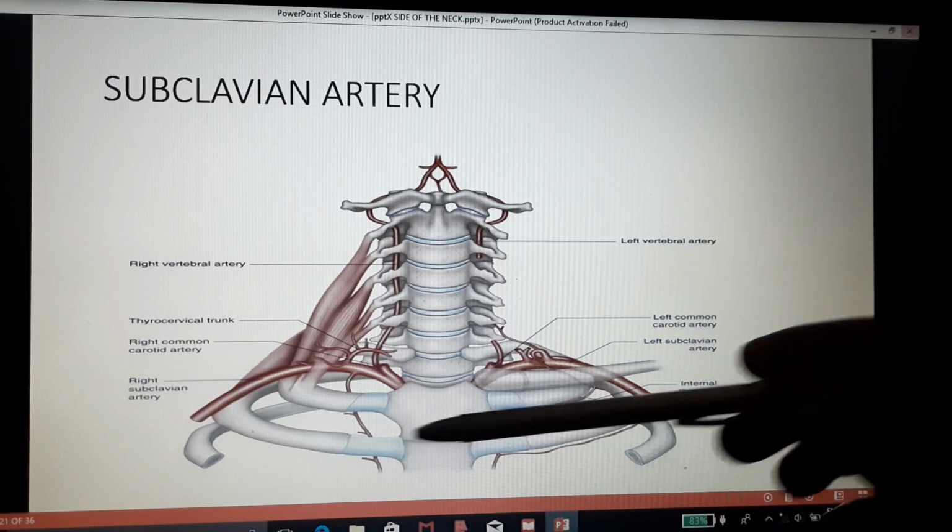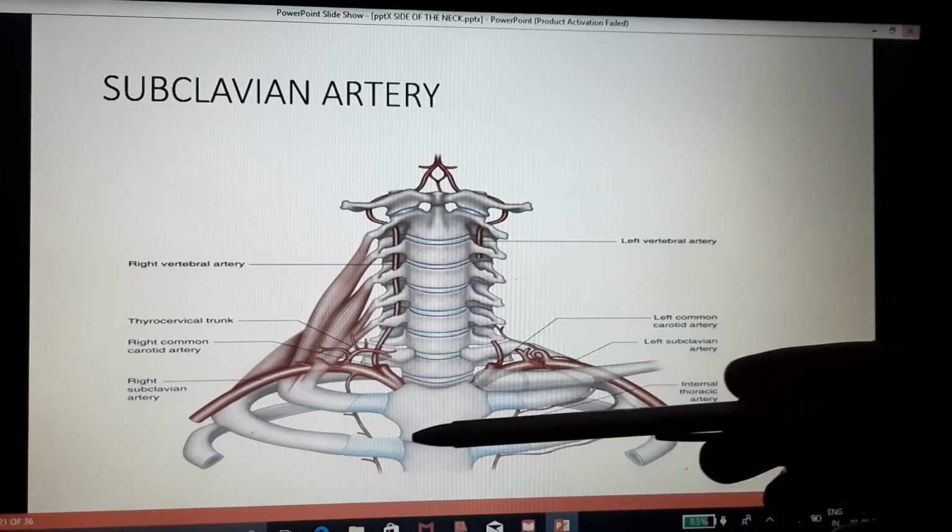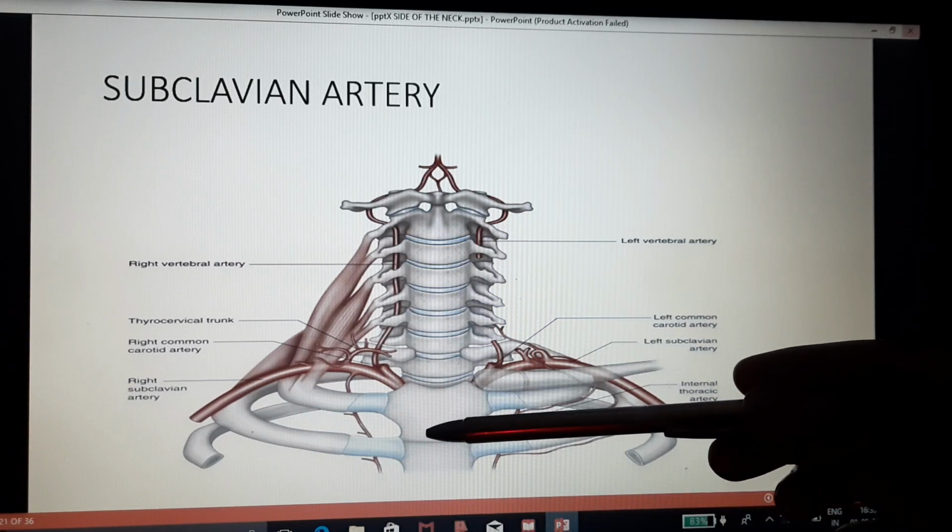This artery gives the anterior intercostal artery. Here you can see the anterior intercostal artery, and it also gives mediastinal and pericardial branches.